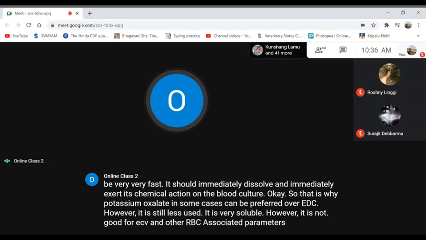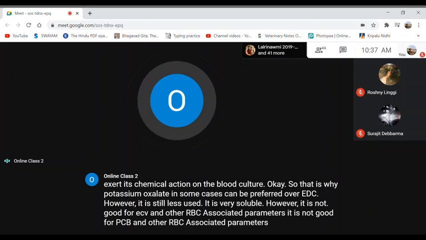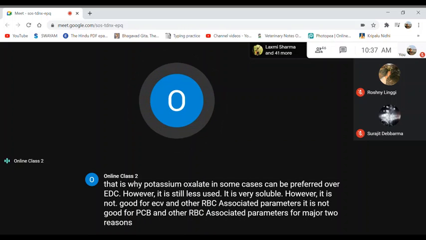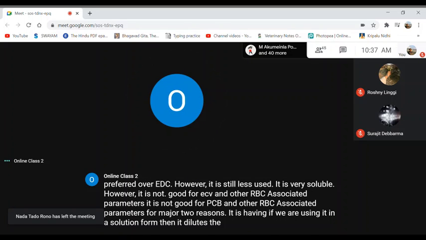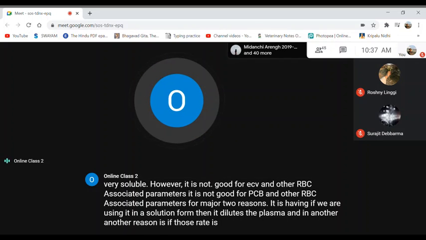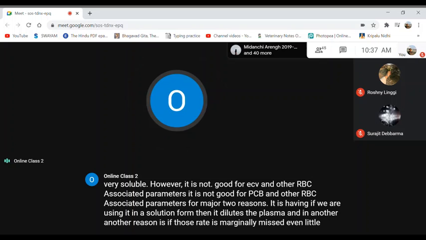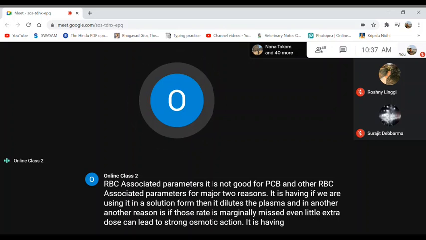It is very soluble. However, it is not good for PCV and other RBC associated parameters, for 2 major reasons. If we are using it in a solution form, then it dilutes the plasma. Another reason is, if the dose rate is marginally missed, even a little extra dose can lead to strong osmotic action. It has a very strong osmotic action.